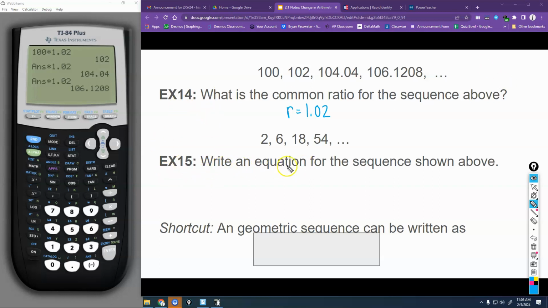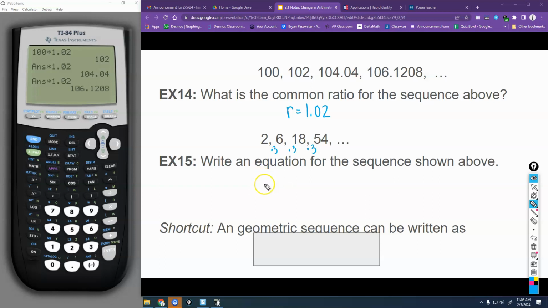Okay, now what about if we want to write an equation for this sequence shown above? We're kind of running out of time, so I'm going to look at this. What is happening each time? What are we doing? We're multiplying by 3. So that's times 3, times 3, times 3 is what's happening, right? We're not adding 3, we're multiplying by 3. So when we see this, I could spend a little more time having you guys think about it, but it's going to be exponential.